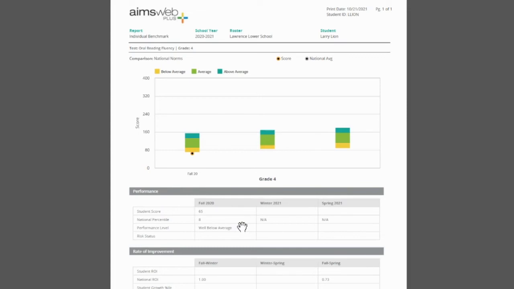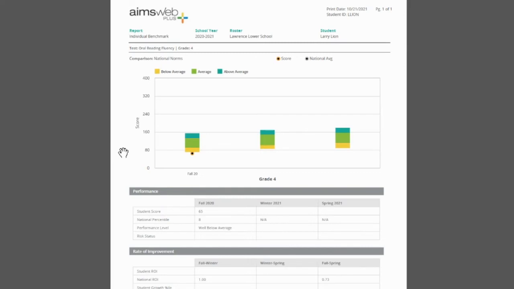Since this is just a test reflecting fall, there's only information in the fall table. Later on through the year, you will see information that includes winter and spring benchmarks. You will also see a score that includes the rate of improvement.